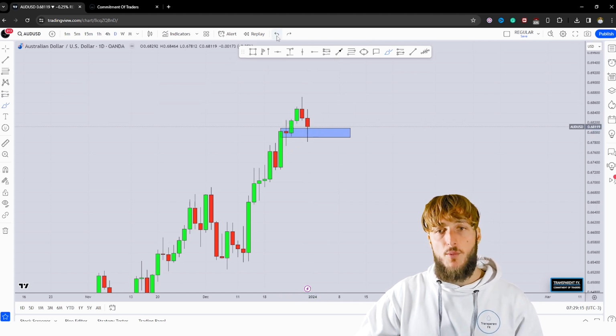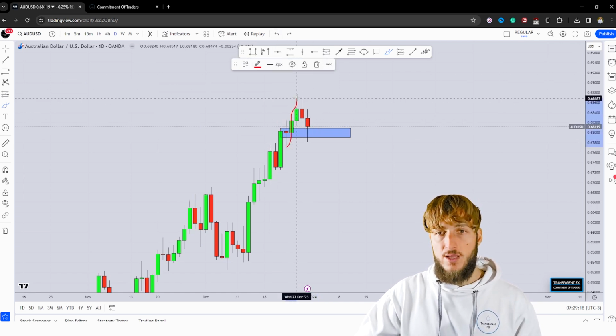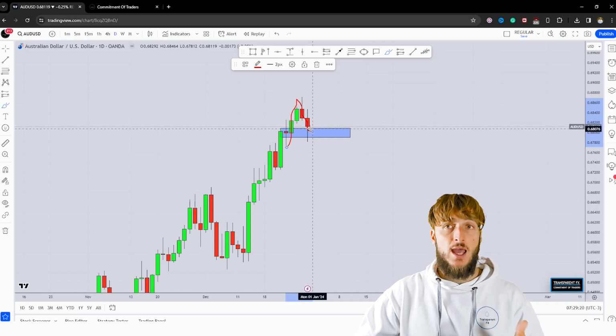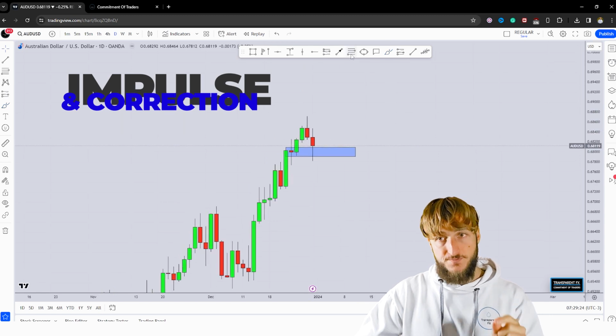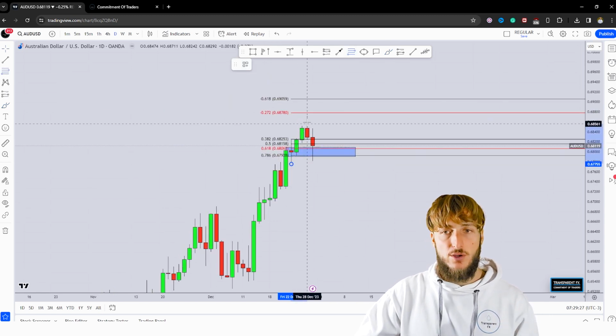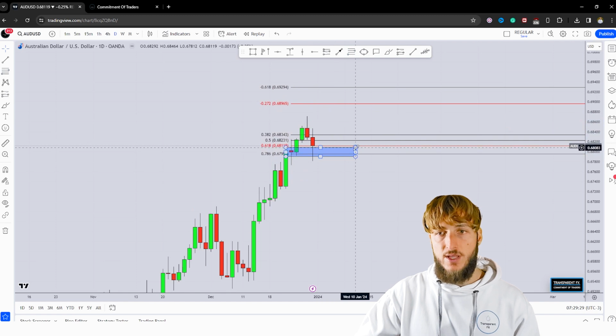We can also notice that from a pattern standpoint, we have a very clear impulse followed by this correction. And what we know is that when you have an impulse and you want to measure the correction, what you have to do is take your Fibonacci from the low to the high of the impulse candle.